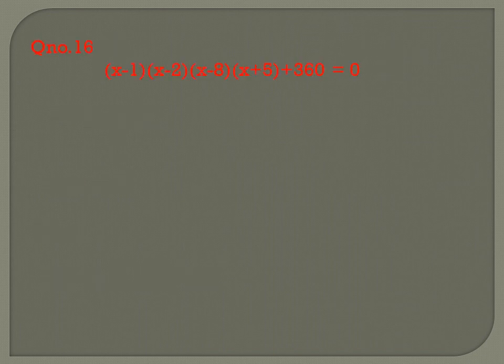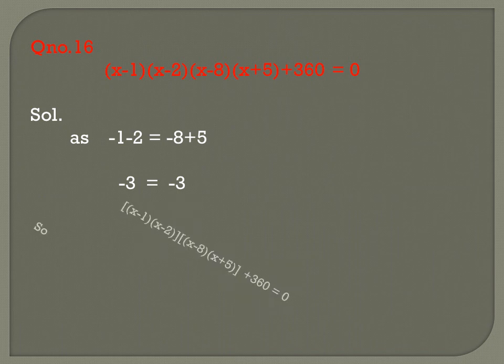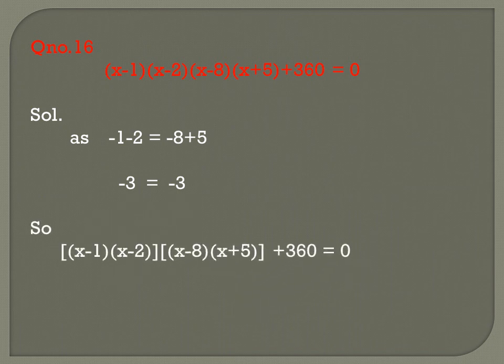Next is question number 16 with the terms x minus 1 into x minus 2 into x minus 8 into x plus 5 plus 360 equal to 0. As we know that minus 1 minus 2 is equal to minus 8 plus 5, because both these terms will give us minus 3 as a result. So we will make pair of the first two terms and the next two terms. It can be written as x minus 1 into x minus 2 in the one bracket and x minus 8 into x plus 5 in the second bracket plus 360 equal to 0.